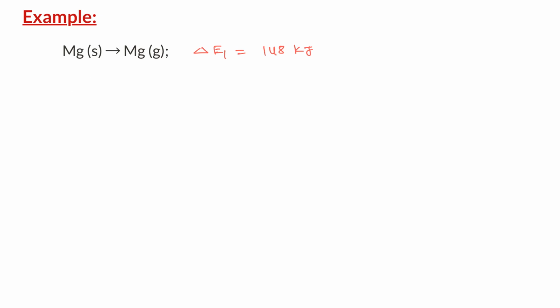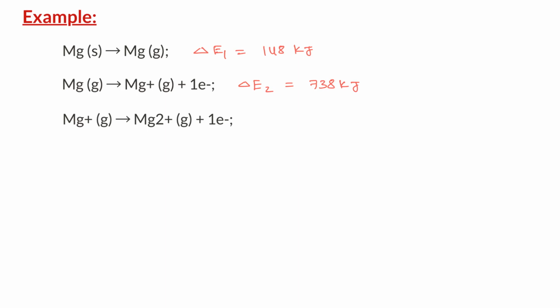Next, first ionization energy, which is magnesium in the gas phase getting converted into magnesium plus ions in the gas phase plus 1 electron. This reaction costs 738 kilojoules per mole. Next, magnesium plus gas releases another electron to form magnesium 2 plus in the gaseous phase along with 1 electron. The energy cost associated with this reaction is 1588 kilojoules.